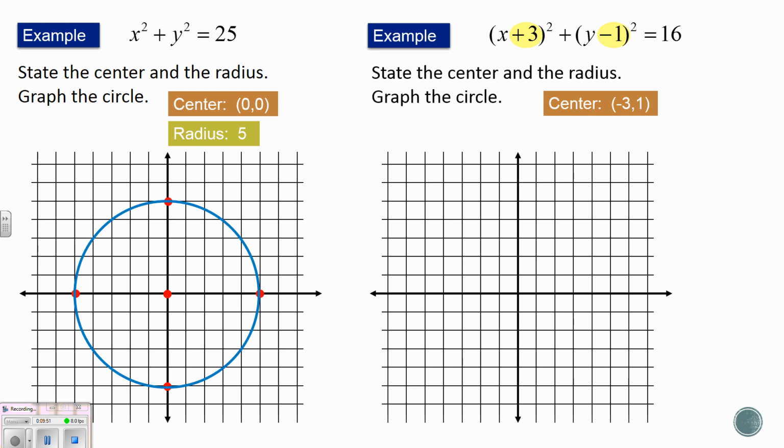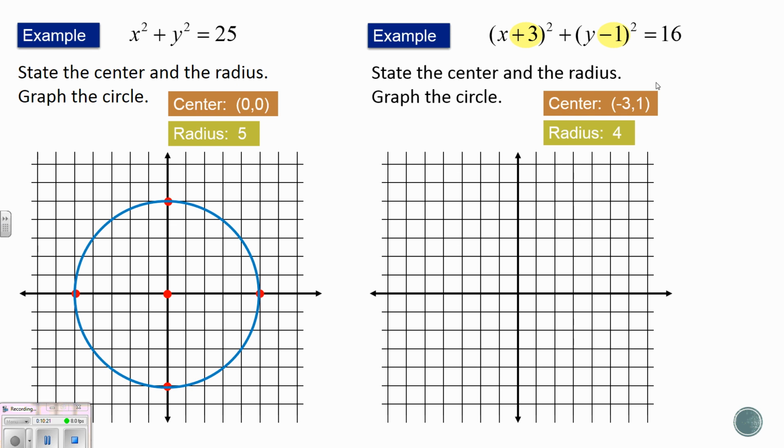But if that doesn't make sense to you and you don't remember that, go back to what I said before: these values are what you plug in for x and y to make this 0, right? So I'd have to plug in a -3 for x to make this 0, so that's why this is -3. And I'd have to plug in a +1 here to make this whole thing 0, so that's why that's a +1. And then your radius, hopefully you said, was 4.